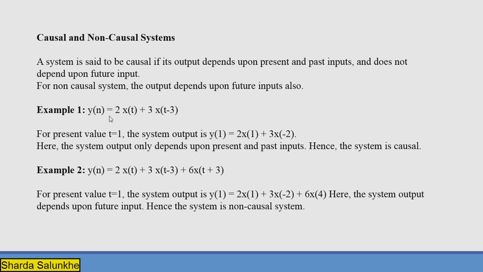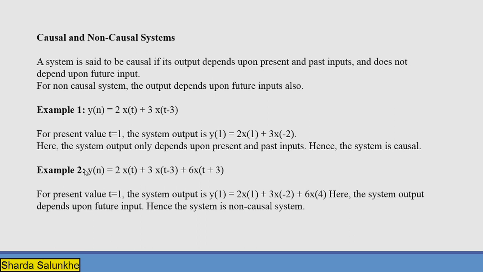So suppose we take one example, y of t is equal to 2x of t plus 3x of t minus 3. For the present value t is equal to 1, the system output will become y of 1 is equal to 2x of 1 plus 3x of minus 2. Here the system output, that is y of t, depends upon the present and past inputs, that is, present is x of 1 and past is x of minus 2. So the system output depends upon the present and past, then the system is causal. And if the output depends upon the future also, then it is non-causal.